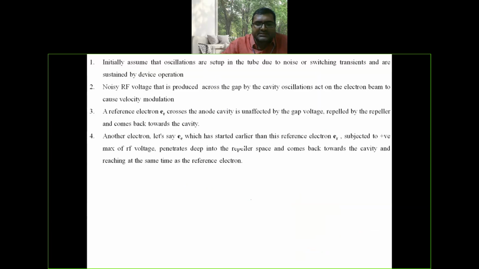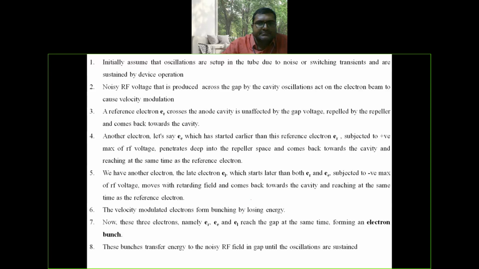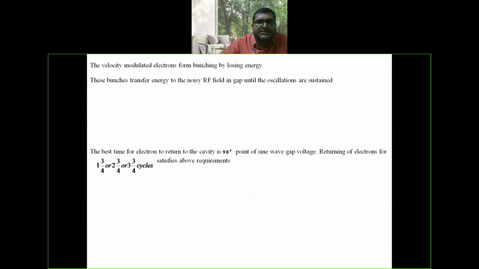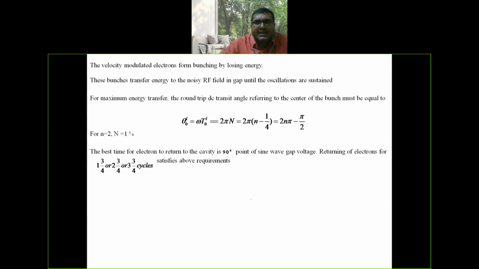You just go through the points we just discussed. The velocity modulated electrons form bunching by losing energy. These bunches transfer energy to the RF field in the gap until the oscillations are sustained in the cavity of the reflex Klystron oscillator.